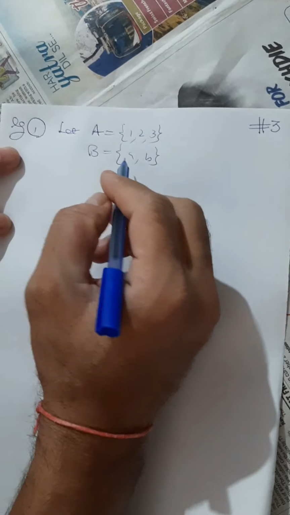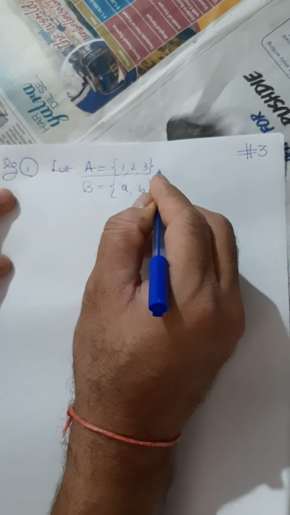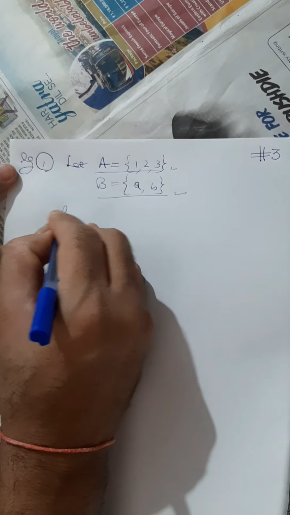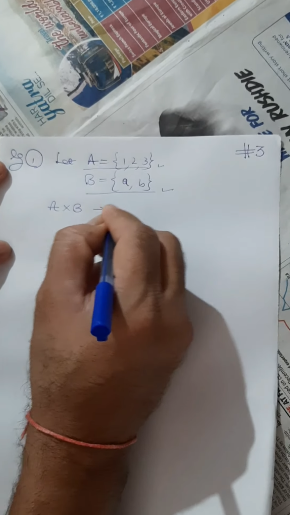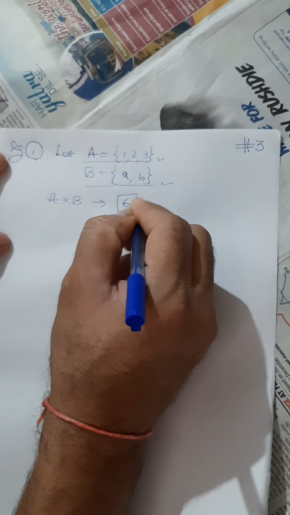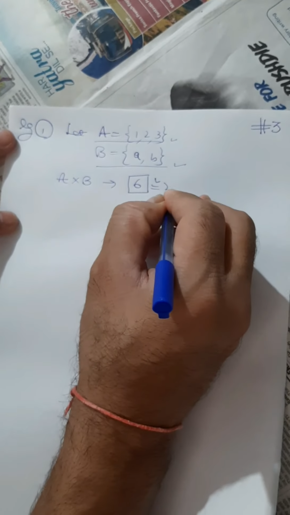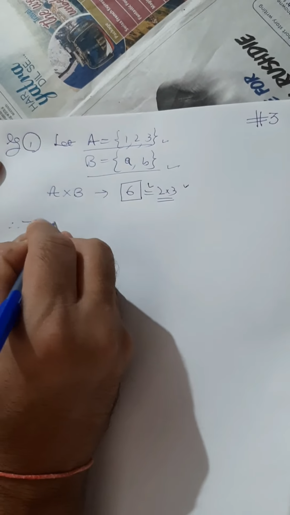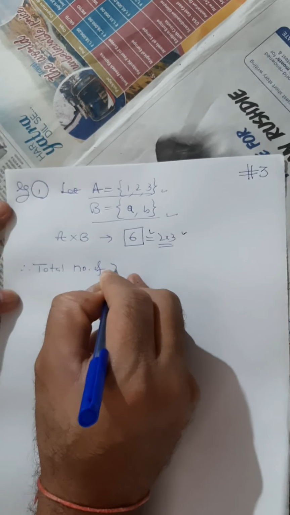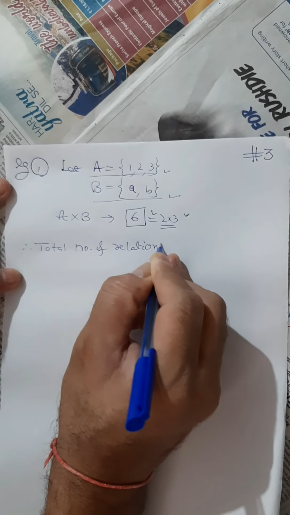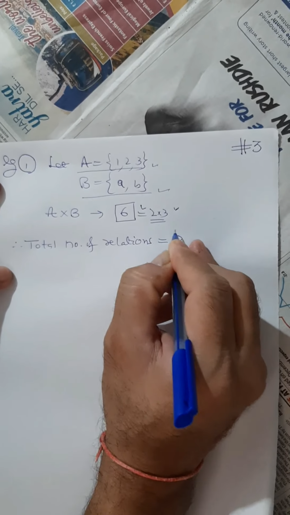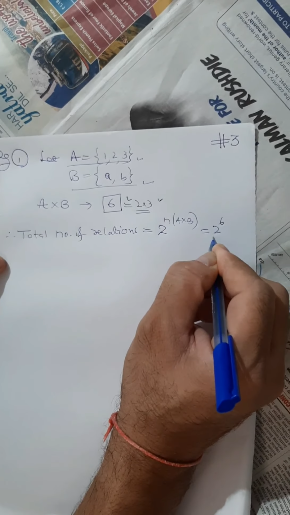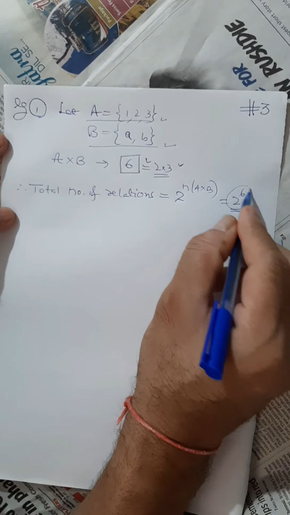So let's take an example. Suppose one set A has 3 members, the other set B has 2 members. Then A cross B would have 6 members. 2 into 3, it would have 6 ordered pairs. So therefore, total number of relations equals 2 raised to the number of elements in A cross B, which is 2 raised to 6, which is a big number, 64.